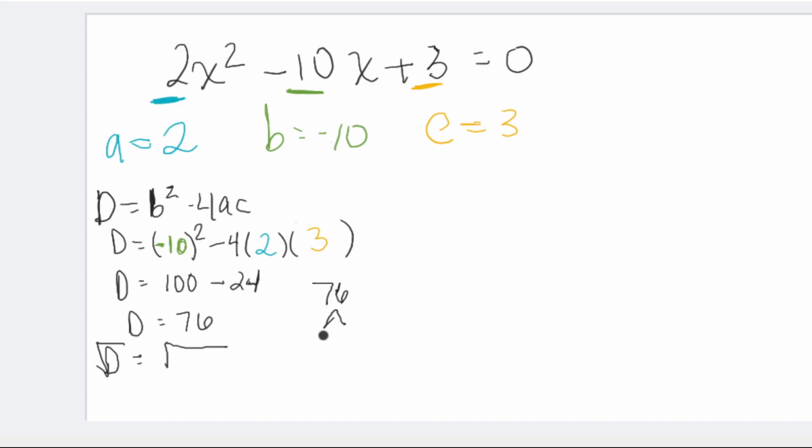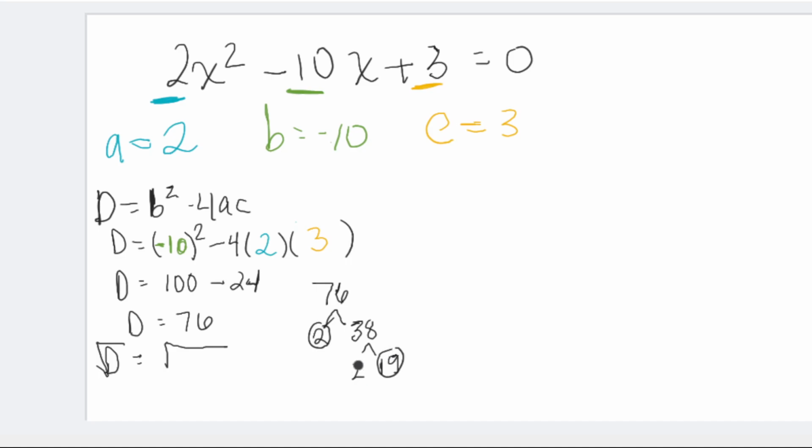So 76 is even, so I know it's divisible by 2. I want to say it's 38, but I'm using a calculator to check myself. Because remember, if you don't check yourselves, you're going to wreck yourselves. Don't do that on your final. 38 is still even. So I go back to my calculator, and I divide 38 by 2, and I get 19.